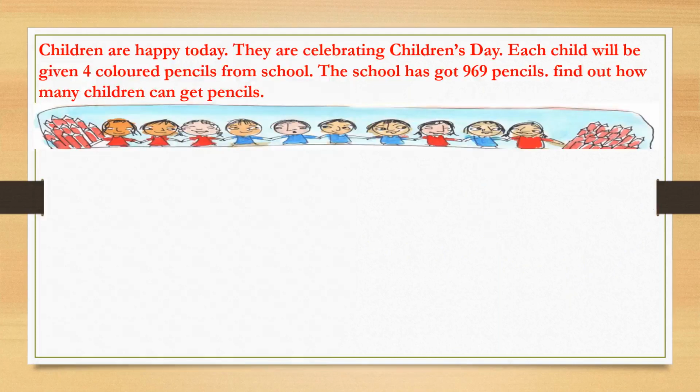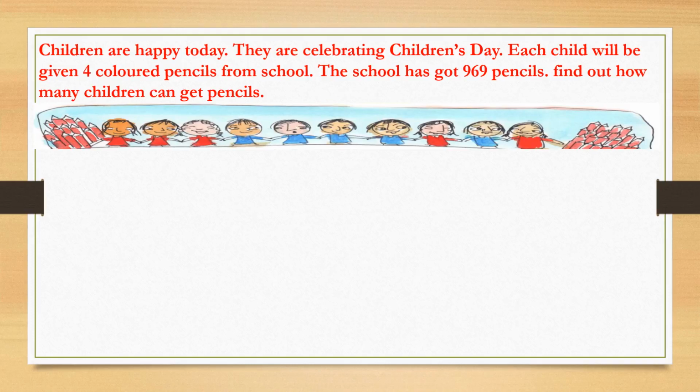Let's start with another topic, Children's Day. Children are happy today. They are celebrating Children's Day. Each child will be given 4 colored pencils from school. Now you know why they are happy, because they are getting 4 colored pencils from school. The school has got 969 pencils. Find out how many children can get pencils.